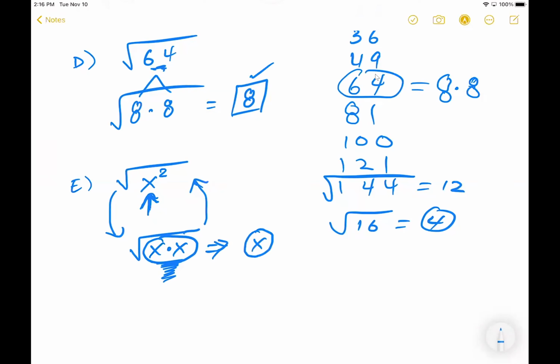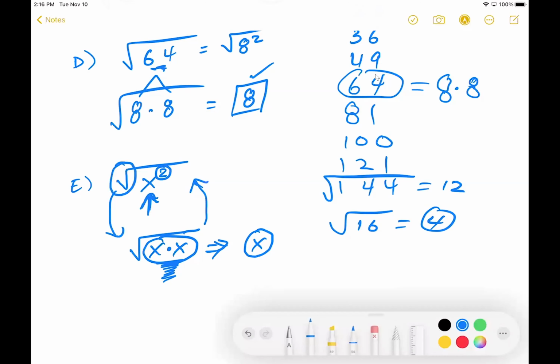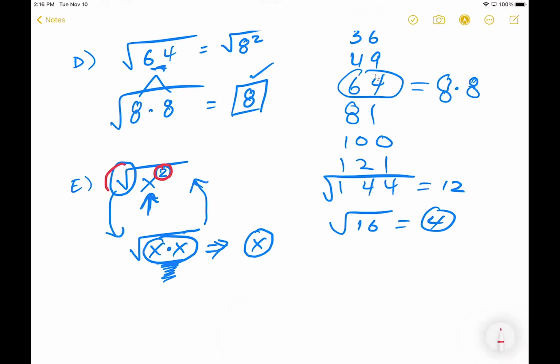No matter what they give you, our goal is, again, you can see that this thing right here is 8 squared, 8 times 8, 64. And if you remember, I mentioned that the square and the square root cancel each other out. The square and the square root, they cancel each other out.